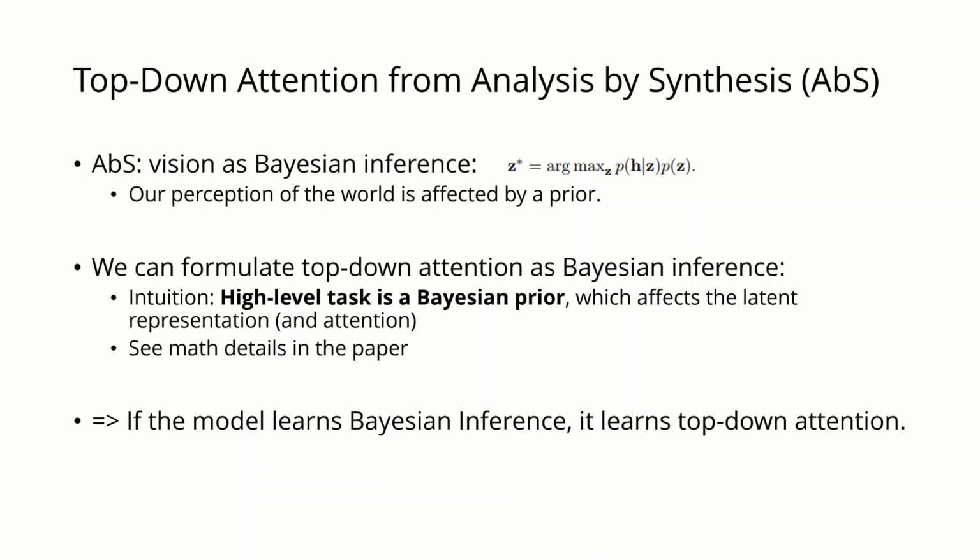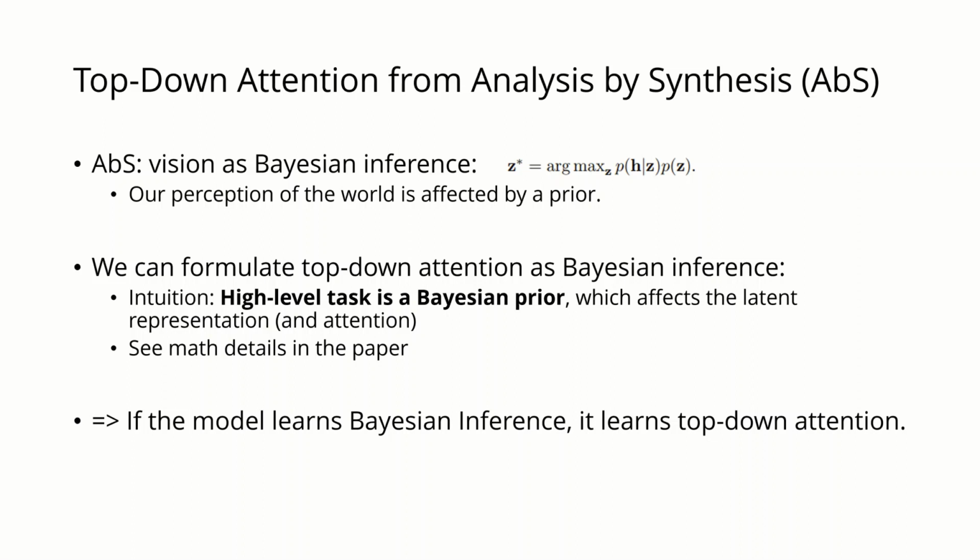Okay, so now let's dive into some details. Our design of AbSViT comes from this classic idea called analysis by synthesis, or ABS. Basically, ABS hypothesized that our vision perception is a Bayesian inference process, which means our perception of an image does not only depend on the image itself, but also depends on a high-level prior about the image.